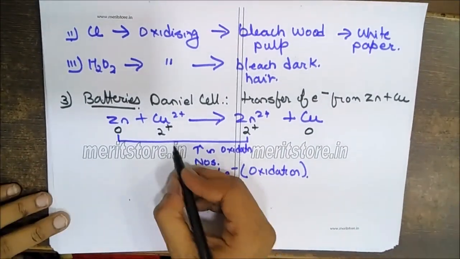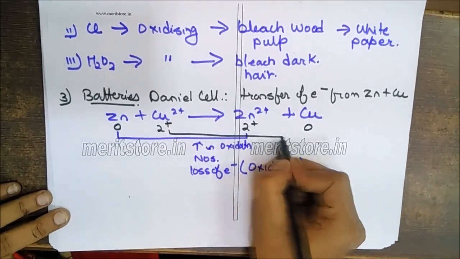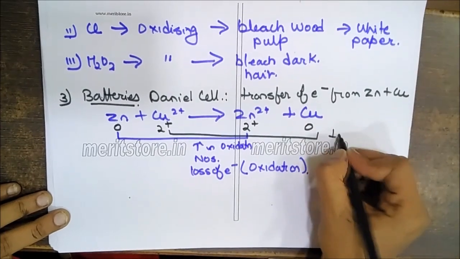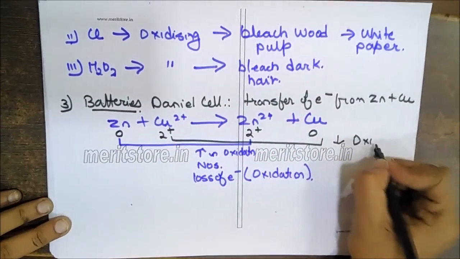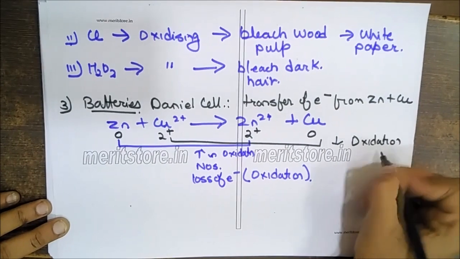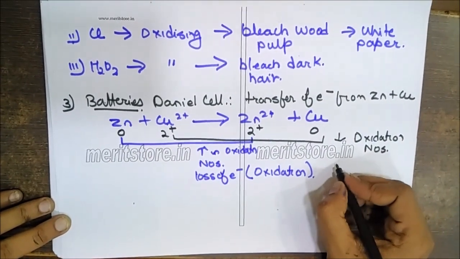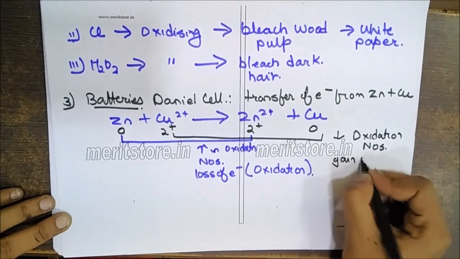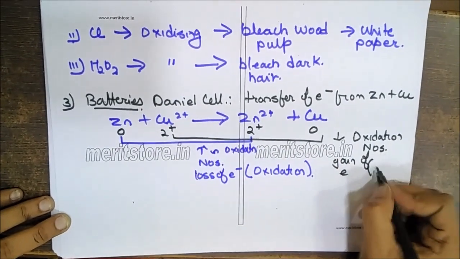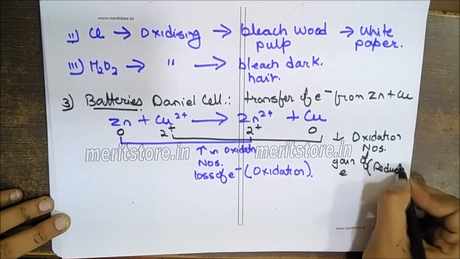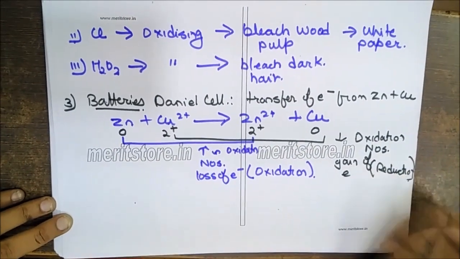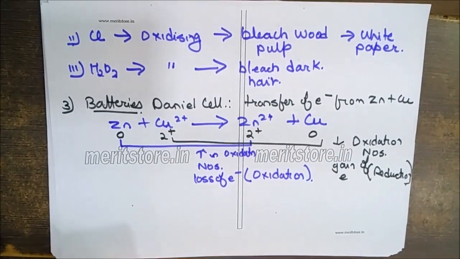And if you look at Cu, what has happened with Cu is there is reduction in oxidation number, which means there is gain of electrons, which means a reduction has occurred. So this is also a typical example of redox reaction.